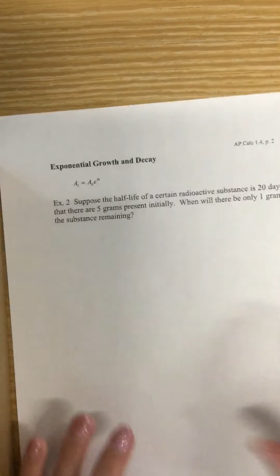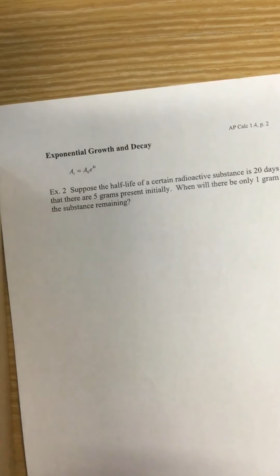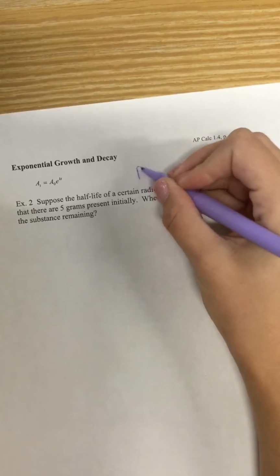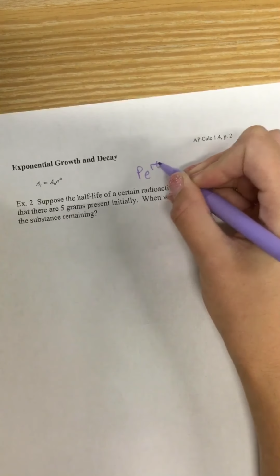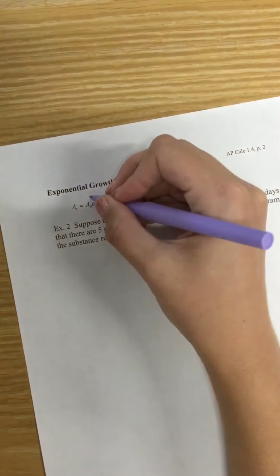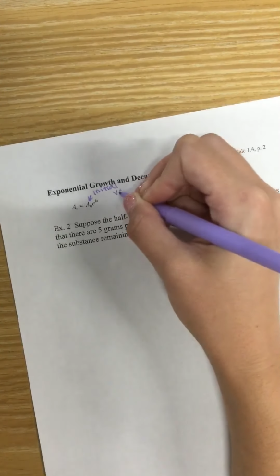All right, these notes are going to be pretty short today. This is our last question for today, and it's a half-life one. We have this function here. You may have also seen it as PERT. However you see it, it's the same type of thing. A0, that represents our initial value. Sometimes principal is also used. And then we, of course, have E.